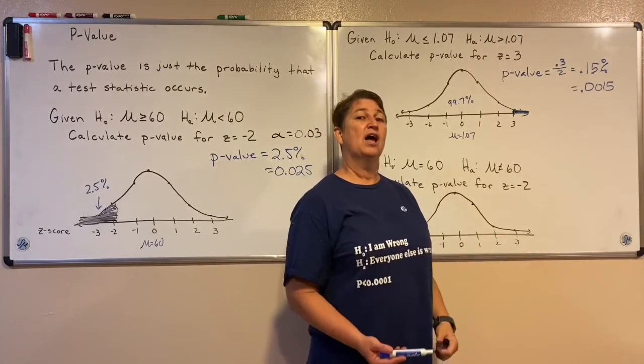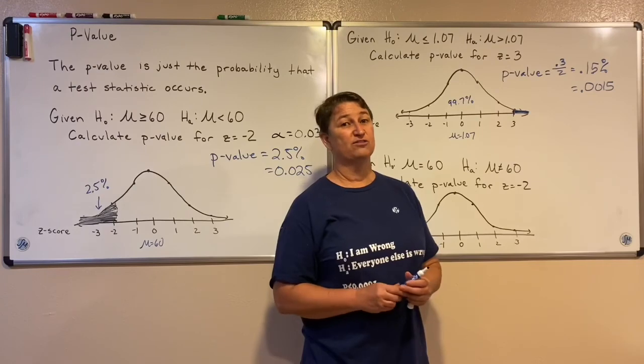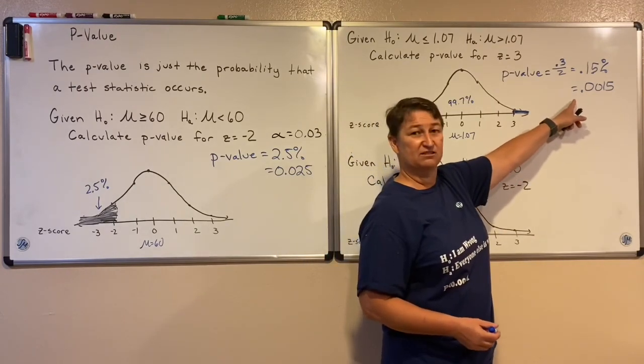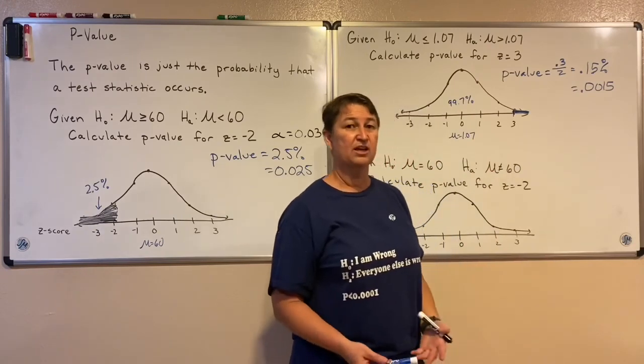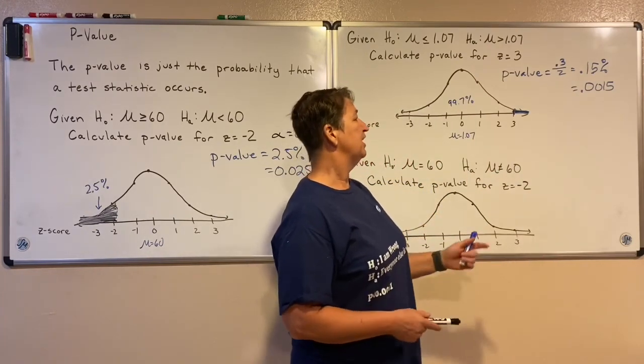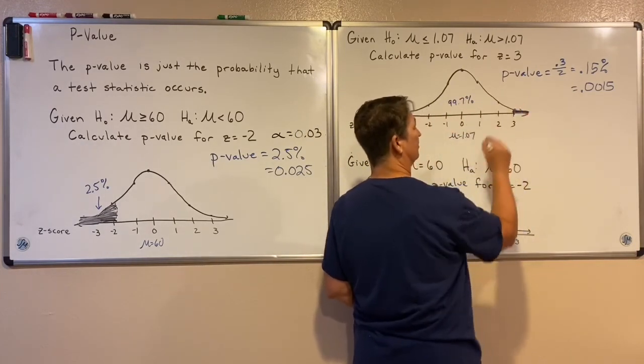So then, do we reject or do we not reject? Well, that depends on our level of significance again. So this is the probability that we got that test statistic. How probable is it that our test statistic should have been that far out there? Then we decide to reject or don't reject based upon our level of significance.